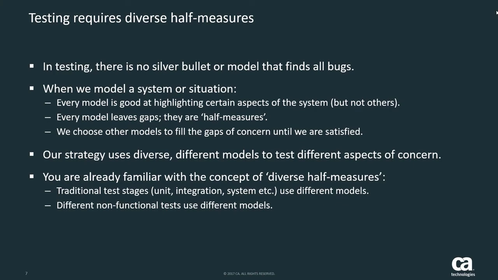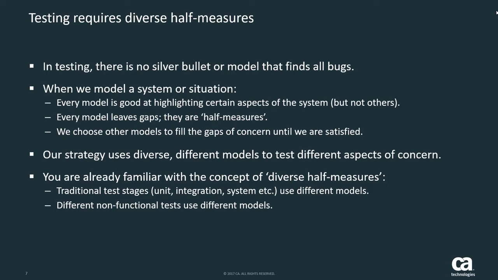From the perspective of testing, we tend to have to use multiple models because no model will find all the bugs, for example. No model will give us everything, all the detail we need from a test. So we have to use diverse models. Now each model is imperfect, so we call them half measures. So there's a phrase, diverse half measures, that's common in testing circles.